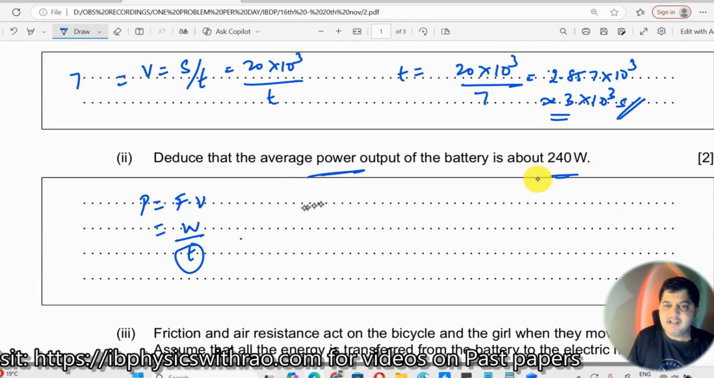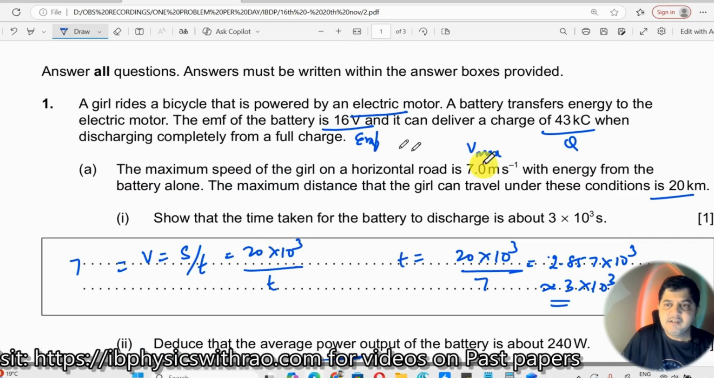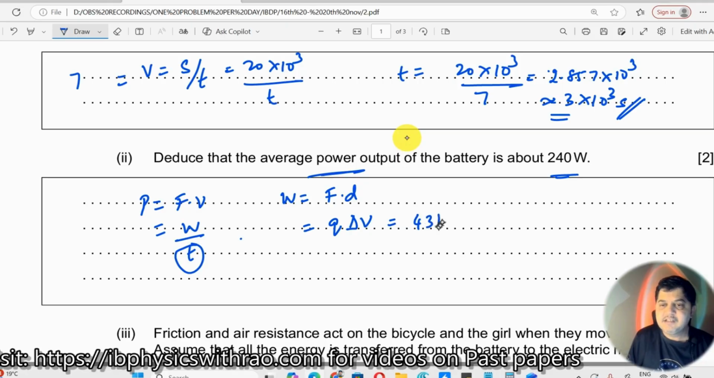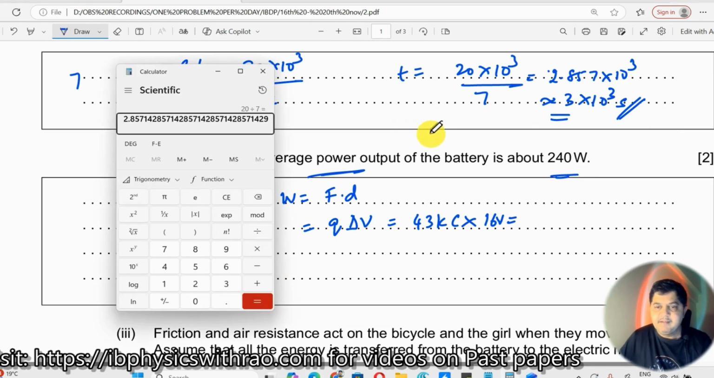Okay. Now work done can be calculated by two methods. One is work done is equal to force into displacement. We can do it like this. Okay, if it's a mechanical problem. And if it's an electrical problem, you can also use Q times delta V. You remember this one, right? So what is this Q? Q is nothing but the total charge stored in the battery, which is given here. The value of Q was given as 43 kilocoulombs, and delta V is the potential difference of the battery, which is 16 volts. Let us substitute these values: 43 kilocoulombs multiplied by 16 volt, which should be 43 multiplied by 16, which is 688.